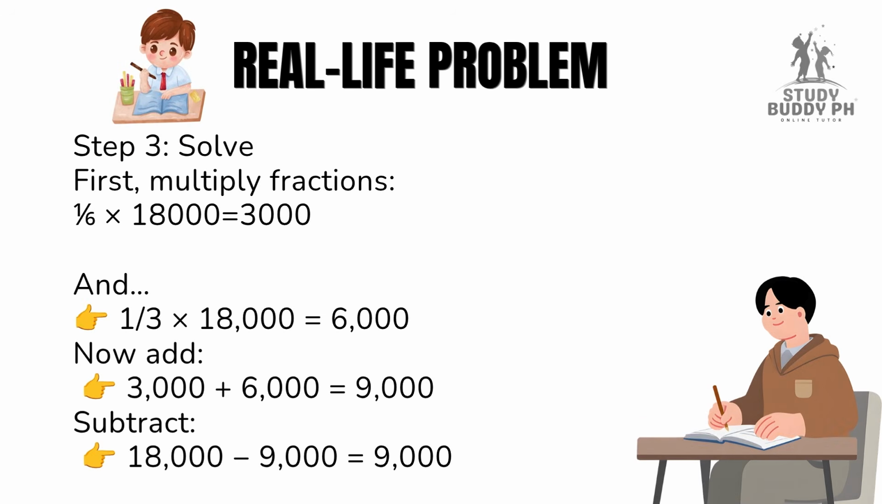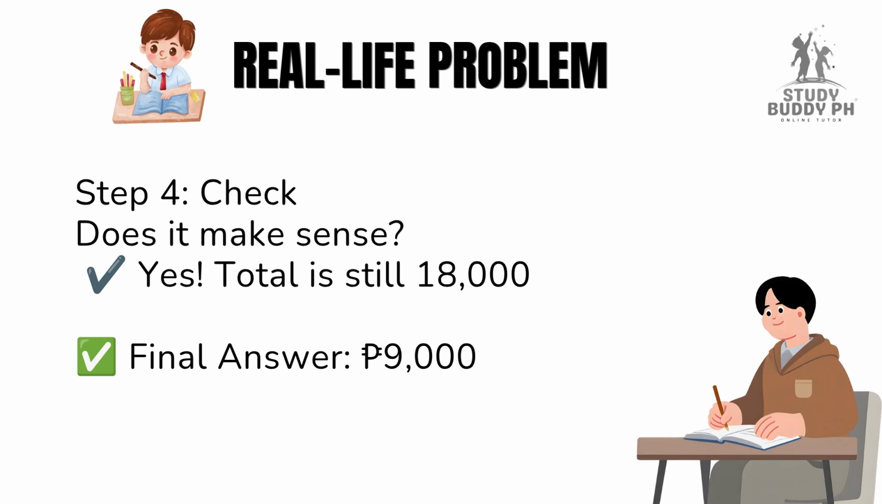Step 3. Solve. First, multiply the fractions. 1/6 of 18,000 equals 3,000. Next, 1/3 of 18,000 equals 6,000. Now, add the two products. 3,000 plus 6,000 equals 9,000. Finally, subtract. 18,000 minus 9,000 equals 9,000. Step 4. Check. Does it make sense? Yes. Total is still 18,000. Final answer, 9,000 pesos.